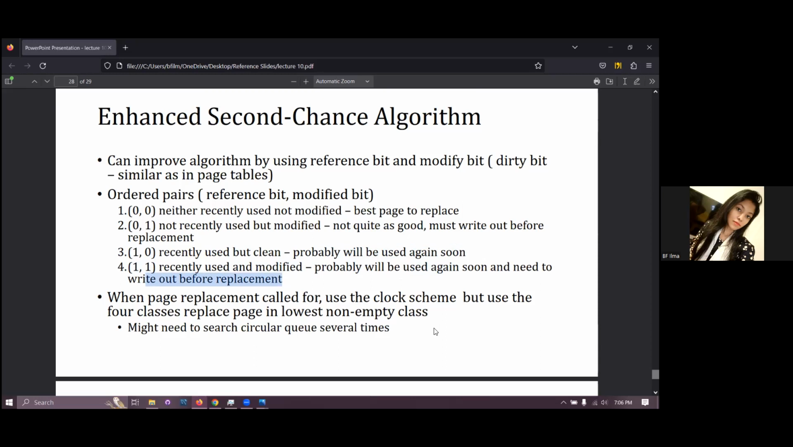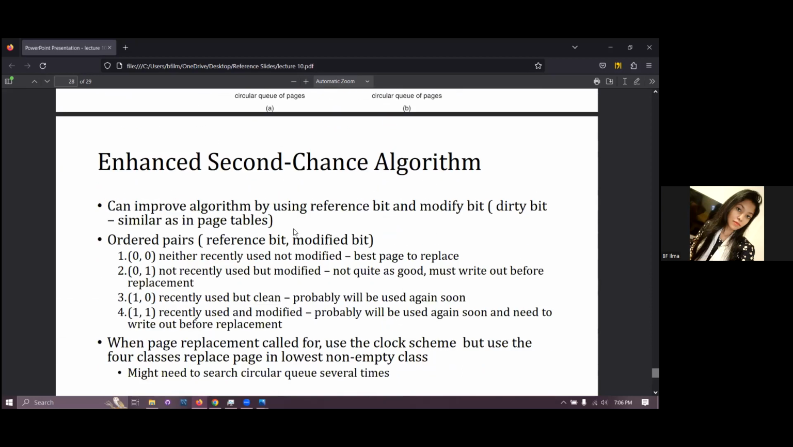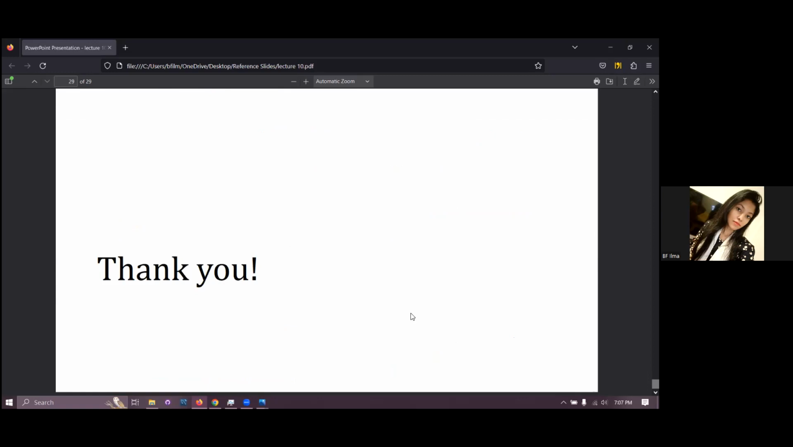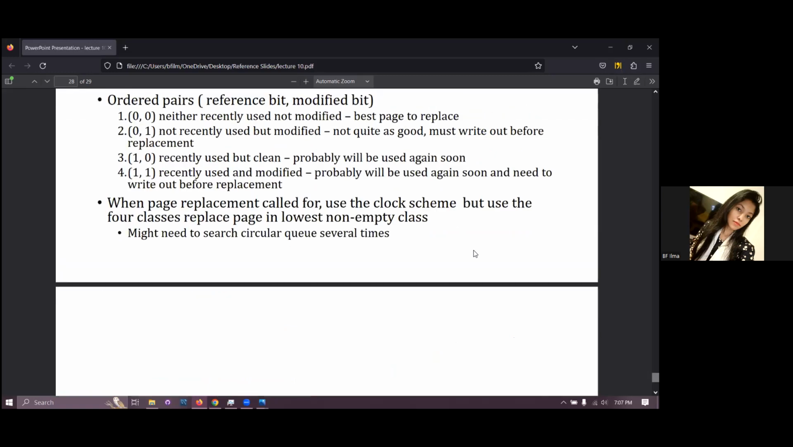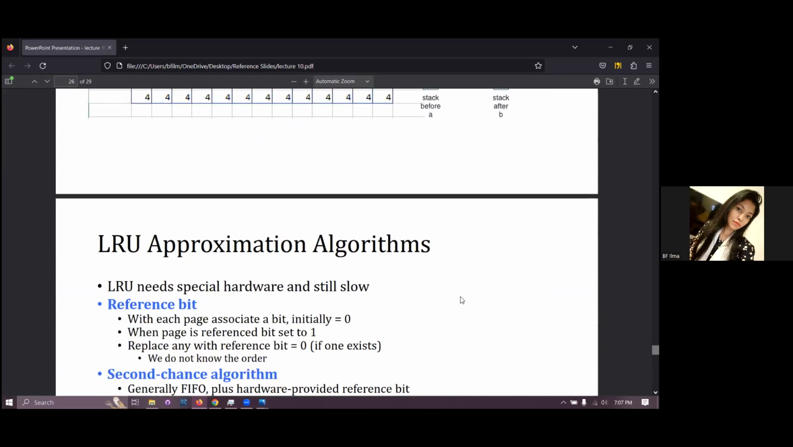The difference between this algorithm and the default second chance clock algorithm is that in the enhanced second chance algorithm, we try to give preference to the pages that have not been modified, in order to reduce the number of disk operations. So those are all the things that I planned to discuss today. Let me know if you have any questions.